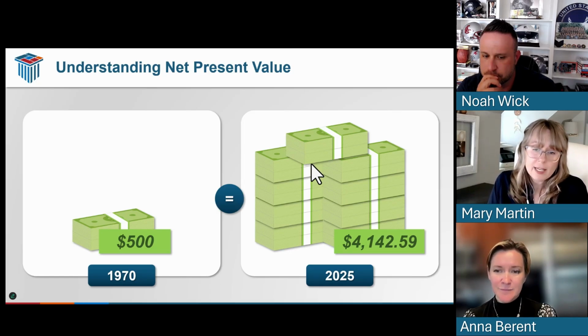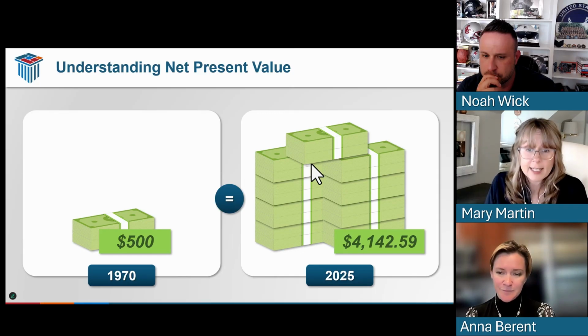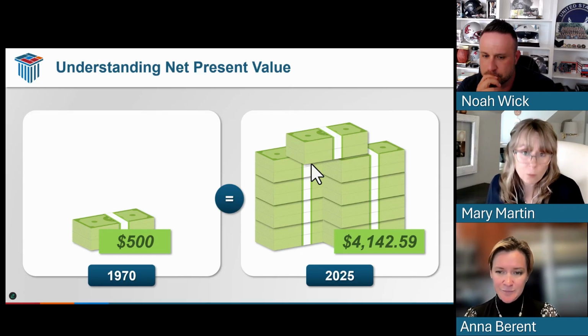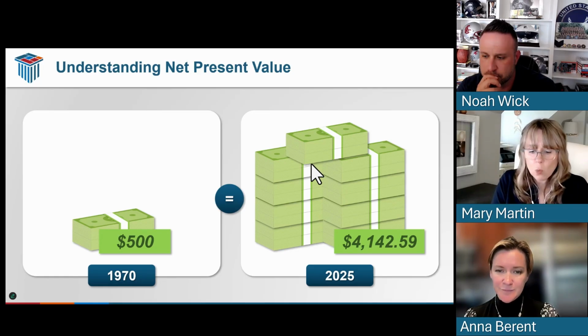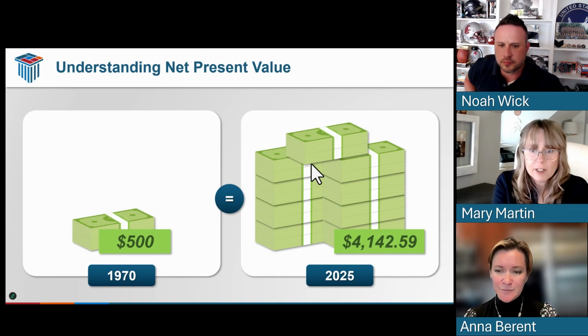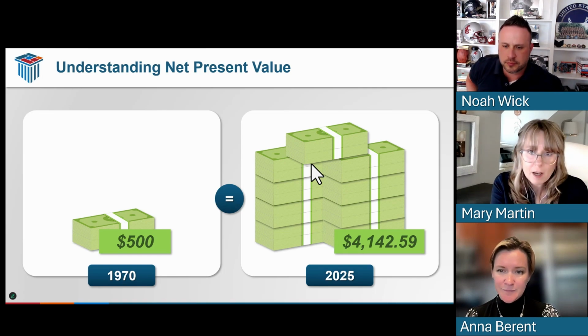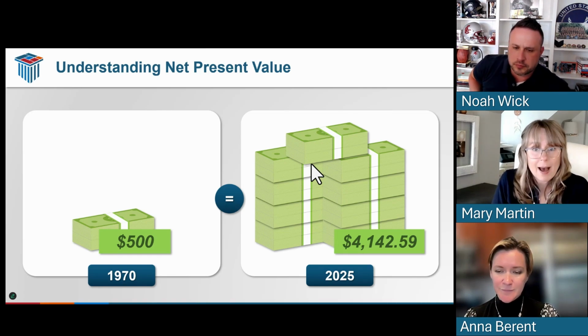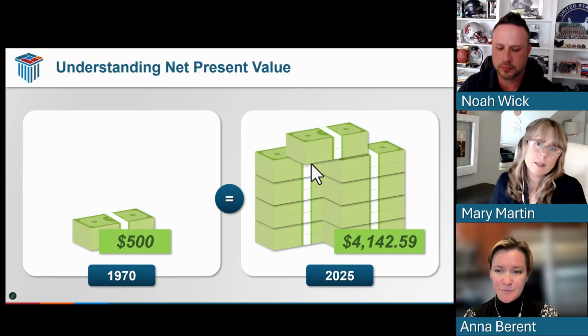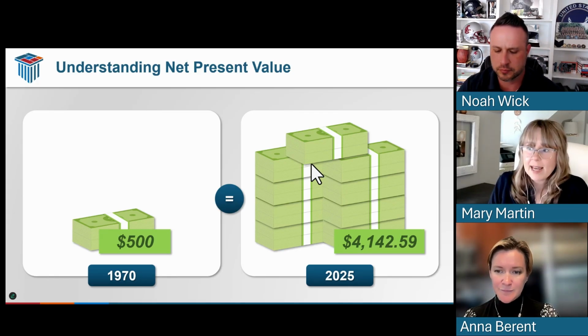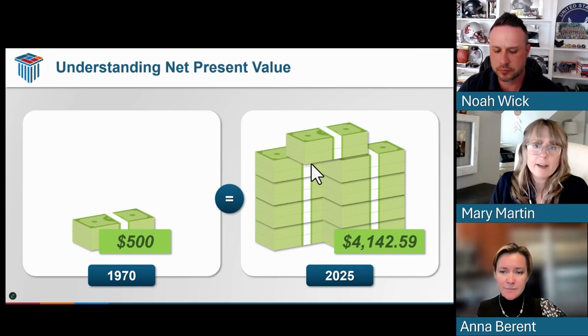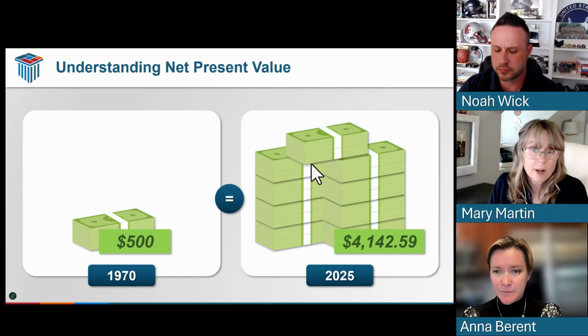So if we received $500 in 1970 and invested it, that would yield us $4,142 today, based on these assumptions. And so when we're paying a plaintiff now for medical care they're going to need over their entire lifetime, we pay them the present value of that, the amount that would be invested to provide for that in the future. And the structure is a really efficient method of determining present value.